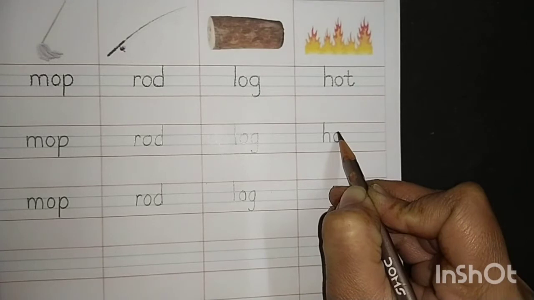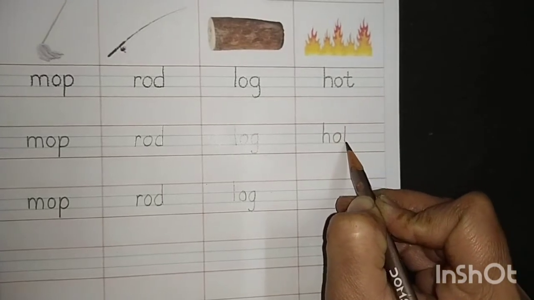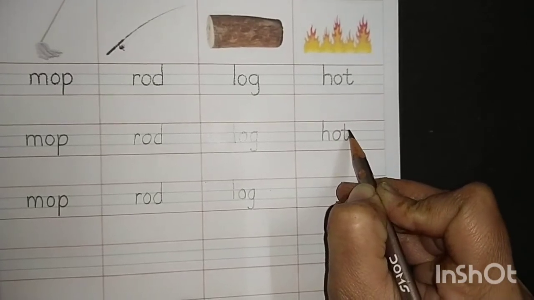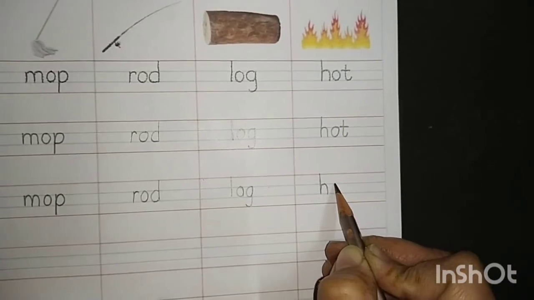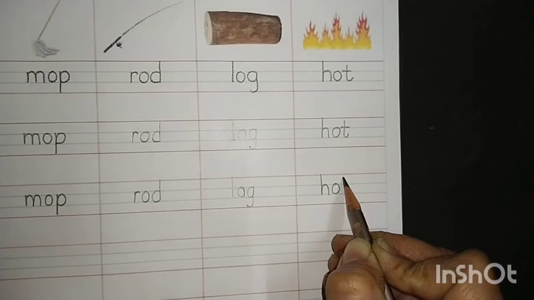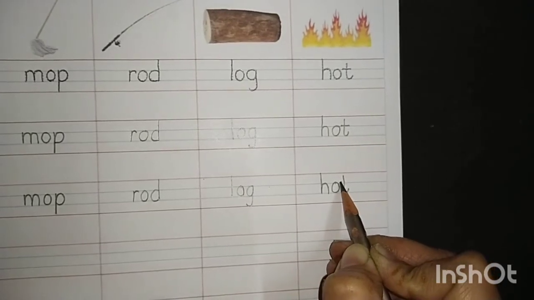H-O-T hot. H-O-T hot. Now kids, we will write in our English class workbook page number 107.